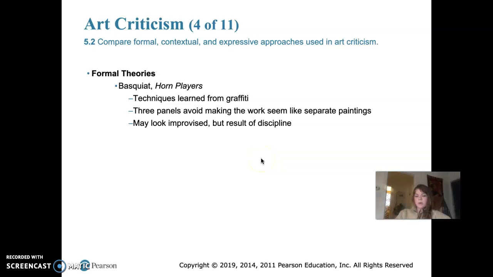So we're continuing on with the formal theory, the same theory, but we're going to look at Basquiat's Horn Players. He uses techniques learned from graffiti. There are three different panels, but they are made in a way where they look almost like one solid panel. They don't look like separate paintings. And it may look improvised, but it's actually a result of discipline.